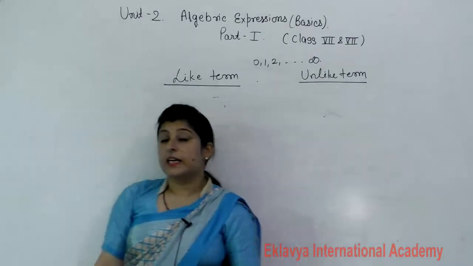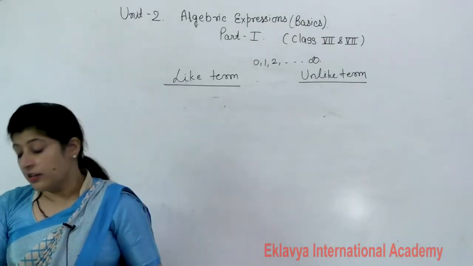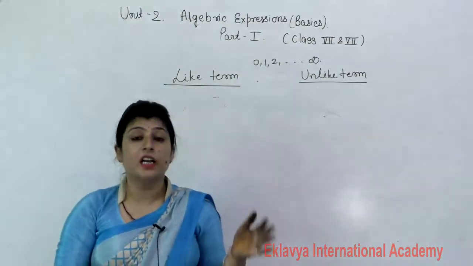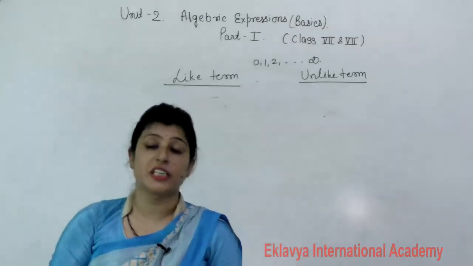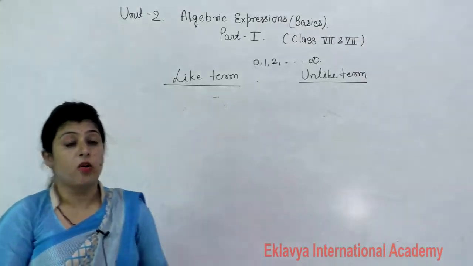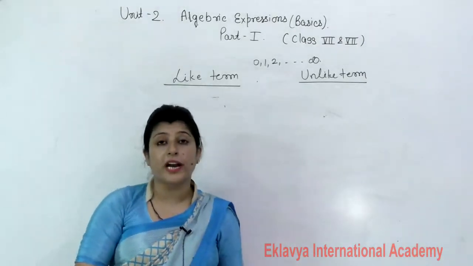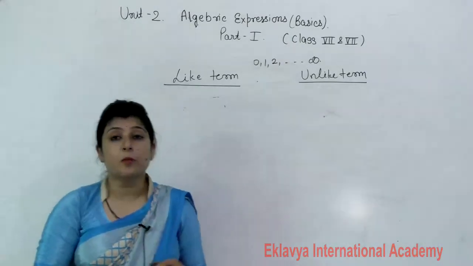Okay students, the basics of algebra are this: what is a constant, variable, term, like term, unlike term, numerical coefficient, literal coefficient, what basically a polynomial is, how to categorize it according to terms, and what the degree of a polynomial is.